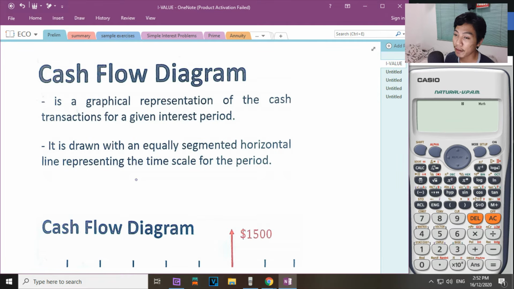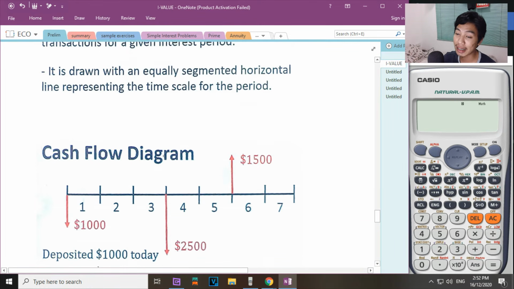And it is a graphical representation of the cash transactions for a given interest period. It is drawn with an equally segment horizontal line representing the time scale of the period. Ibig sabihin, para siyang for system. Kung saan kapag meron kang money na lumabas, ibig sabihin, meron din dapat na money na ipapasok ka at a certain period of time or a time frame in a given interest period or in a given mode of payment. Kung saan tutubo yung money na yon.